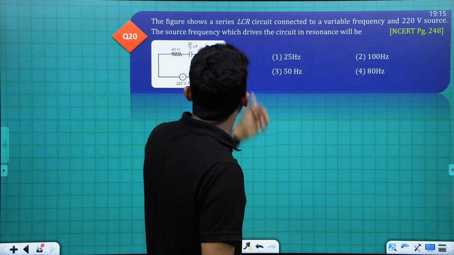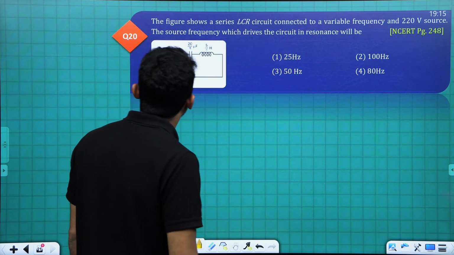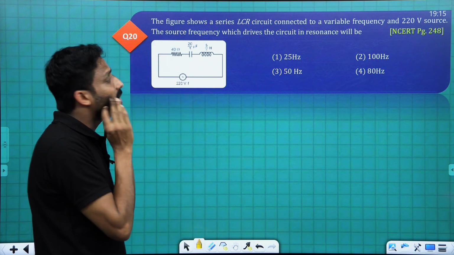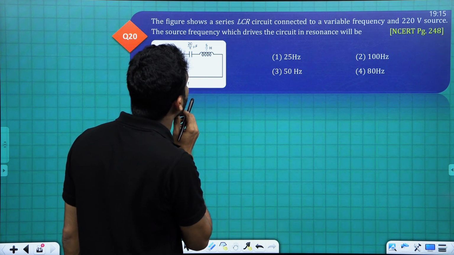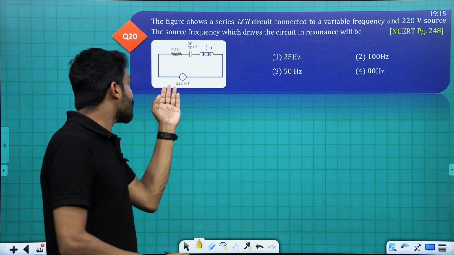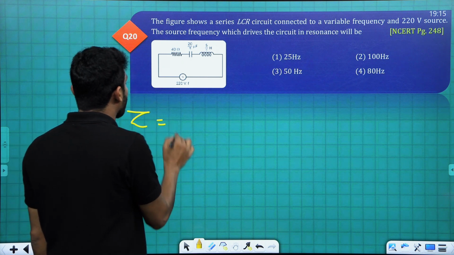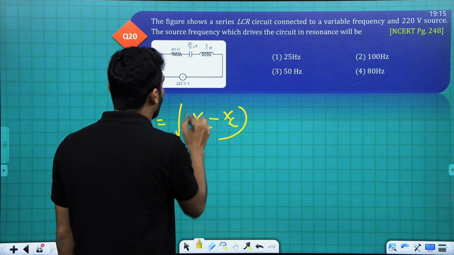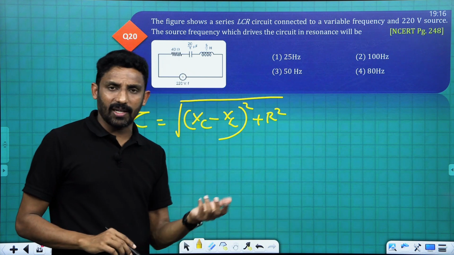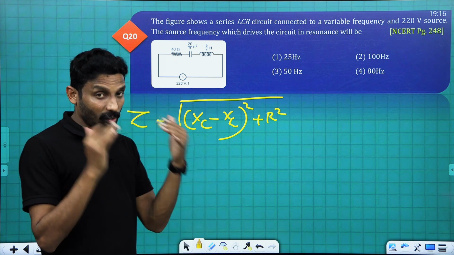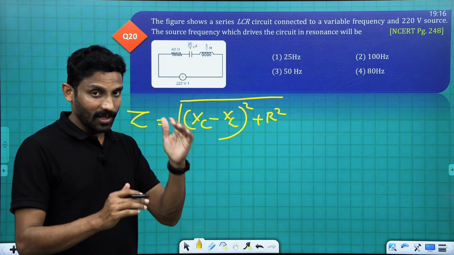The figure shows a series LCR circuit connected to a variable frequency, 220 volt source. The source frequency which drives the circuit in resonance will be? If frequency is varying, then the impedance will be varying, because we know the impedance is equal to root of (XC minus XL) all square plus R square. As the frequency varies, XC and XL vary, and accordingly Z varies. At a particular frequency, XC and XL become equal. At that moment, Z becomes minimum. The condition is known as resonance.